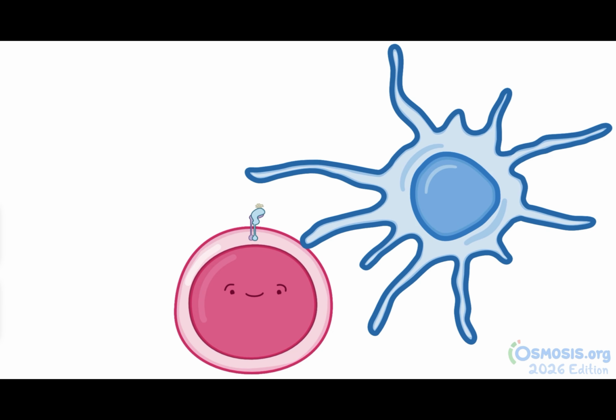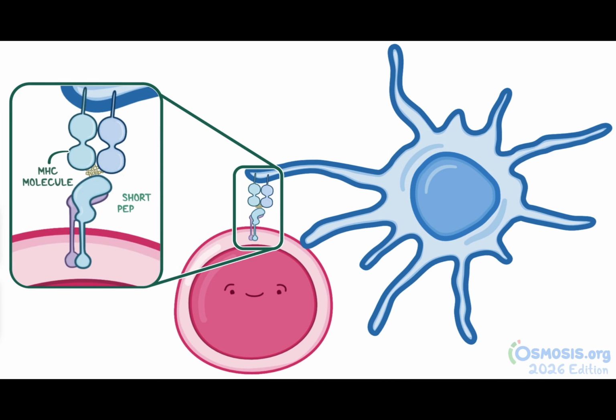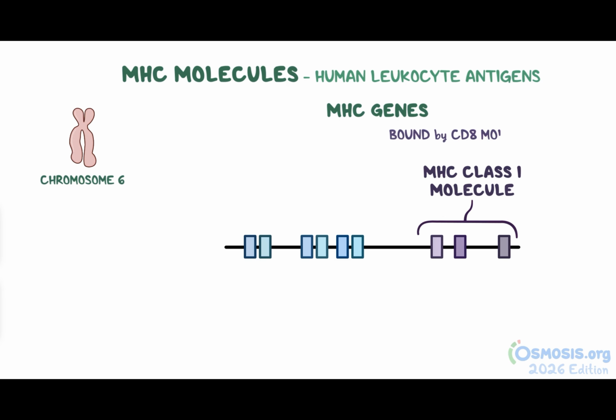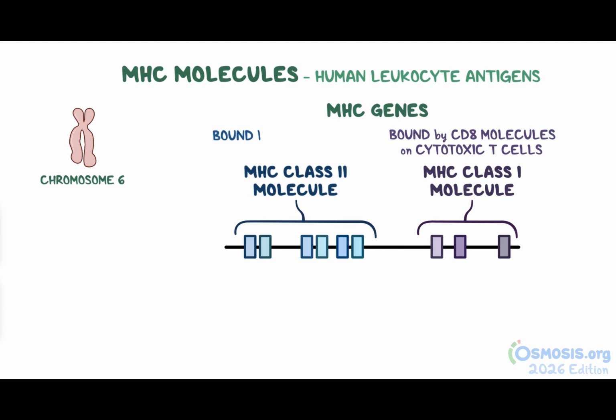These antigens are displayed on a major histocompatibility complex, or MHC molecule, which is sort of like a silver platter on the surface of a cell. The MHC molecules are also called human leukocyte antigens, and these proteins are encoded by MHC genes, which are found on chromosome 6. There are actually two groups of genes. One group encodes the MHC class I molecule, which is bound by the CD8 molecule on the surface of cytotoxic T cells. Another group encodes the MHC class II molecule, which is bound by the CD4 molecule on the surface of helper T cells.